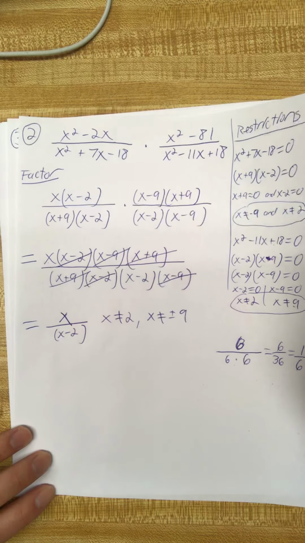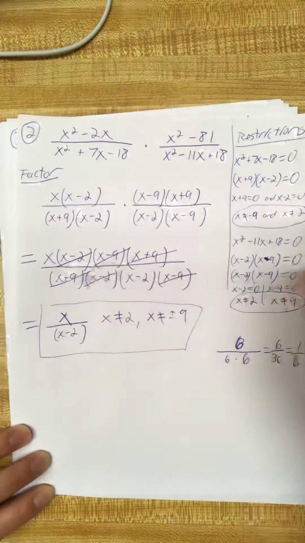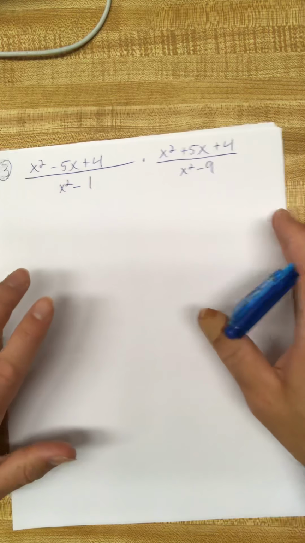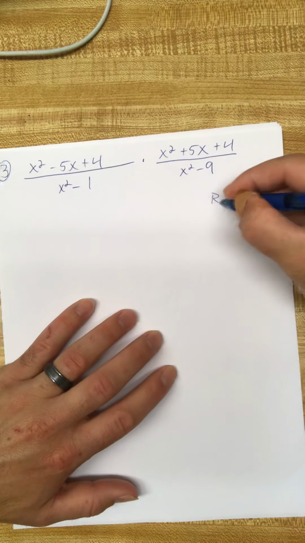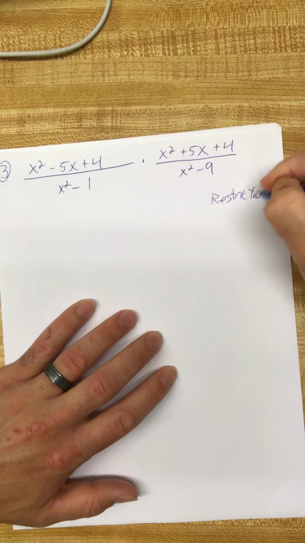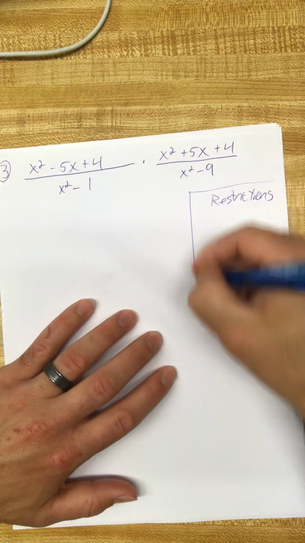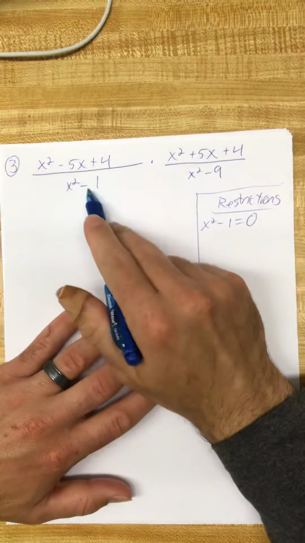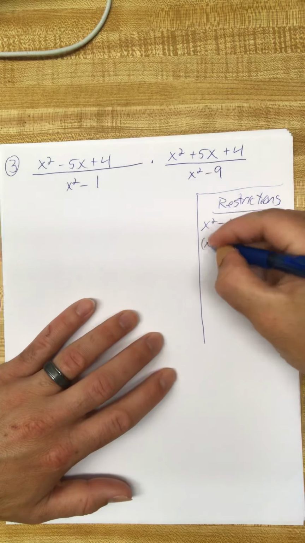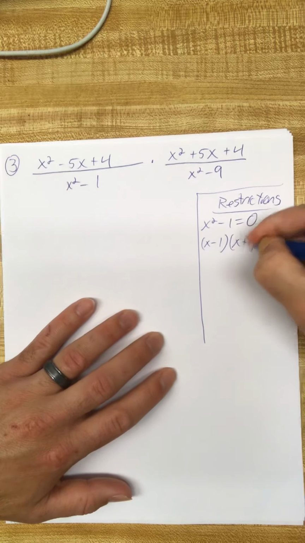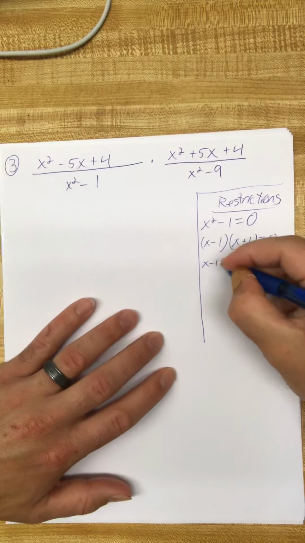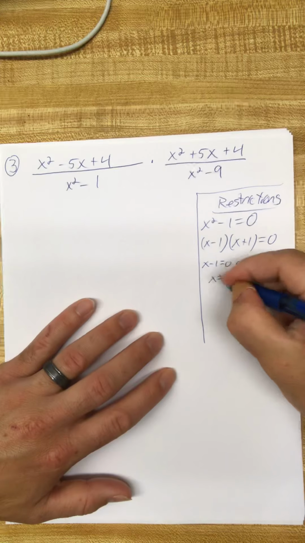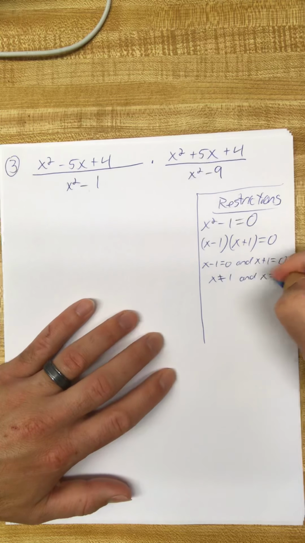All right, so I got one more of these. Again, there's my final answer. All right, so first up, let's do those restrictions. Lots of difference of squares here, by the way. Taking my first denominator, set it equal to 0. x minus 1 times x plus 1 equals 0. So I have x minus 1 equals 0 and x plus 1 equals 0. So x cannot equal 1 and x cannot equal negative 1.